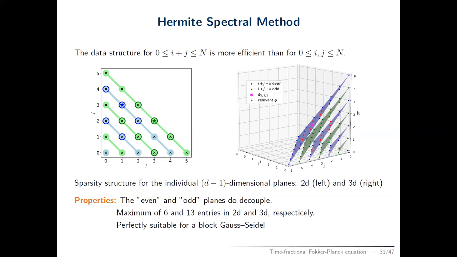Lower triangular matrix. So you can solve it by a forward substitution. And you do not even need the higher modes. And that is basically the free lunch. And in 3D, it's the same.